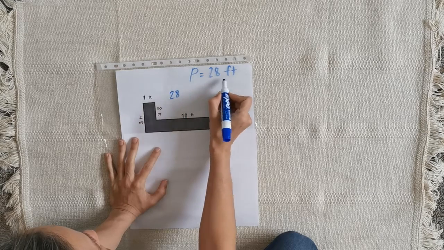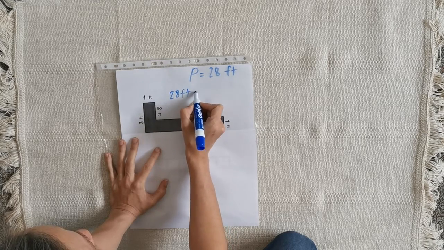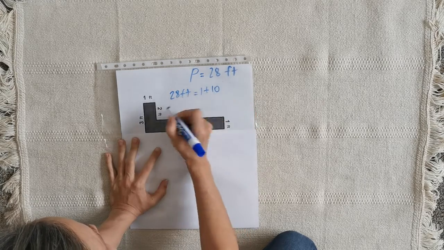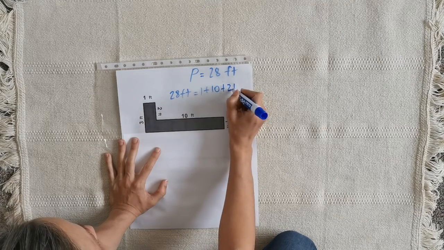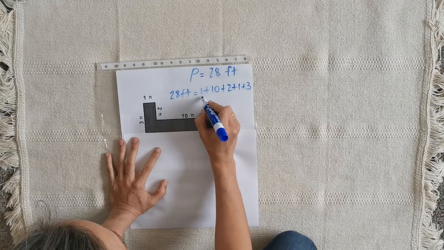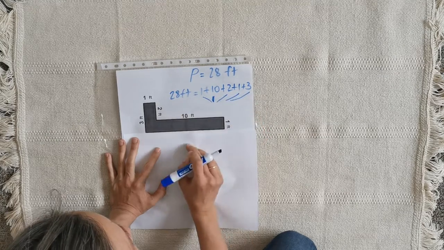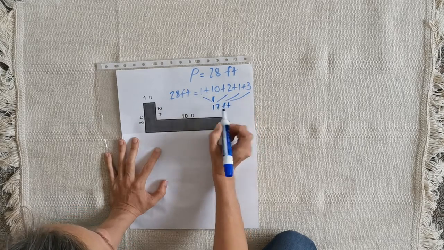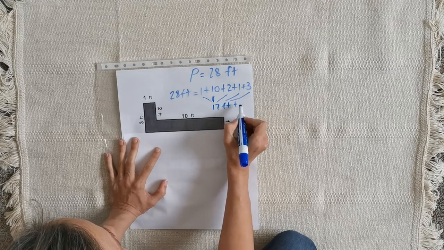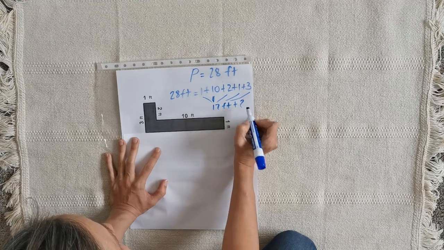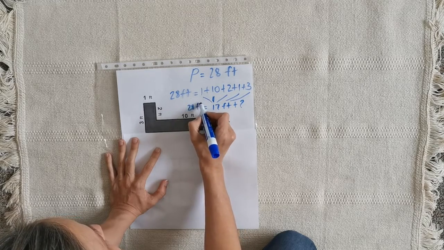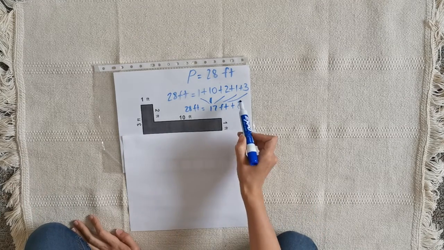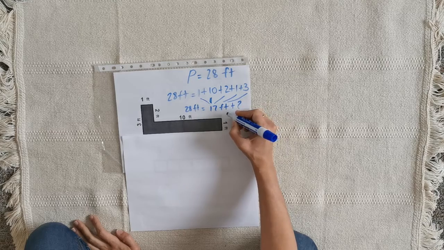Do it like this. The total is 28 feet, and I know that this side is 1, this side is 10, this side is 2, this side is 1 more, and this side is 3. Put all the numbers together: 5, 6, 7, 17 feet. And now you know that 17 plus your mystery number needs to make 28. This is like an equation. 17 plus what number makes 28? 11 feet.